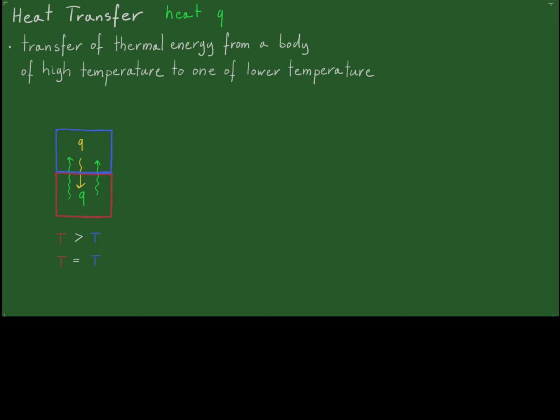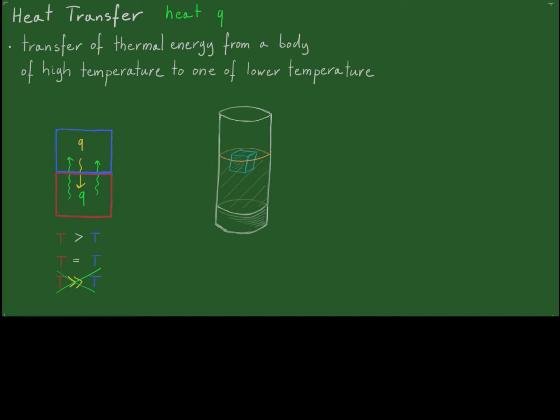If that were the case, over time, the hot object would get even hotter because heat is being transferred towards it. And the cold object would get even colder because heat is being transferred away from it. So you would have that T red gets much bigger than T blue. And this is simply not something we observe.